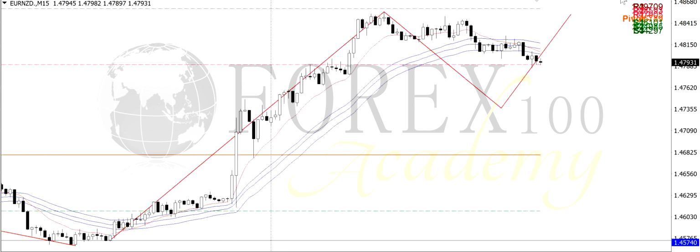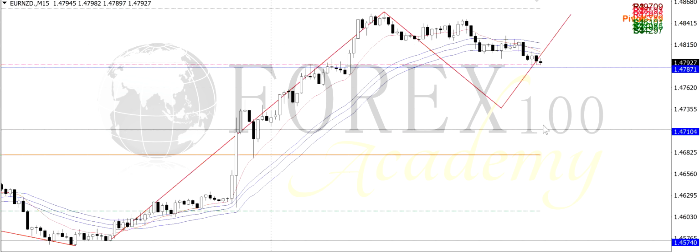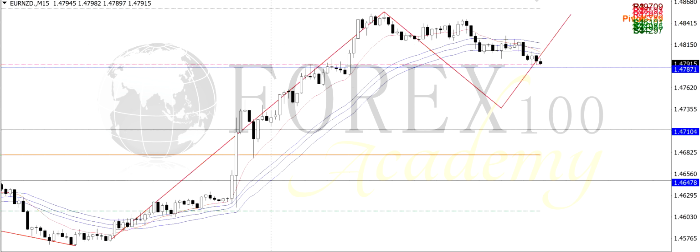Target 1, 1.4787. Yep, that will be this price over here. That will bring me 61 pips of profit. Target 2, 1.4711. That will be this price over here. And my final take profit level will be at 1.4647. That will bring me to 201 pips. Alright, so that is for Euro New Zealand.